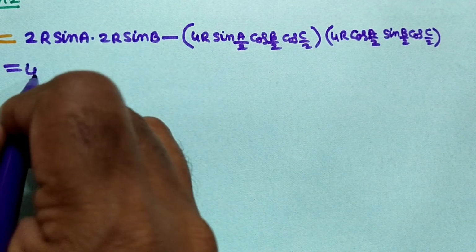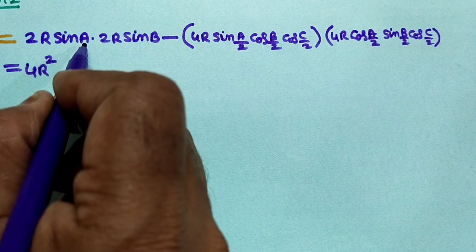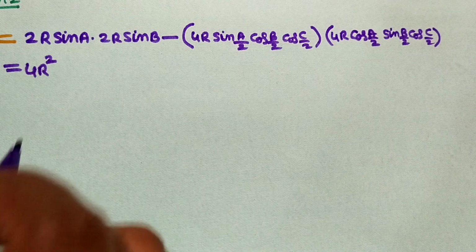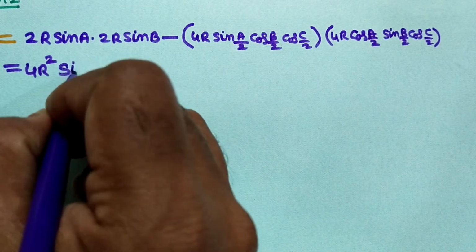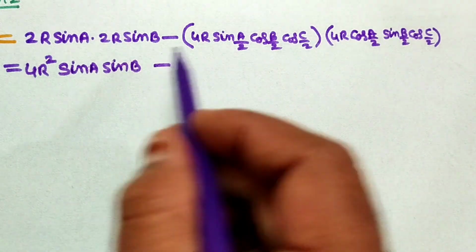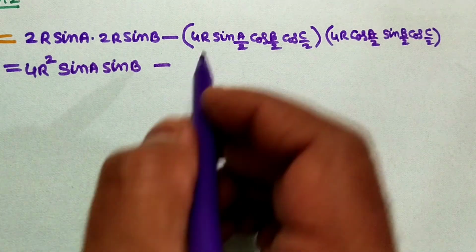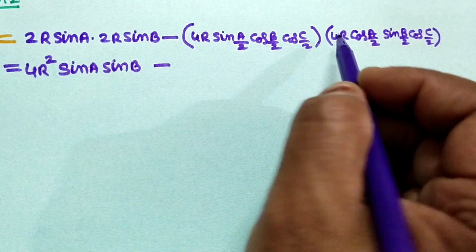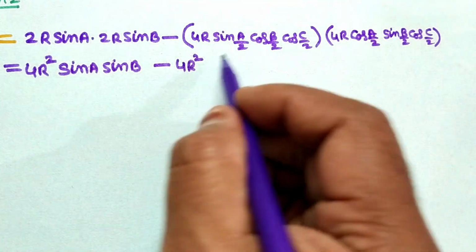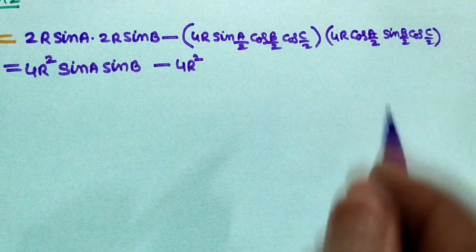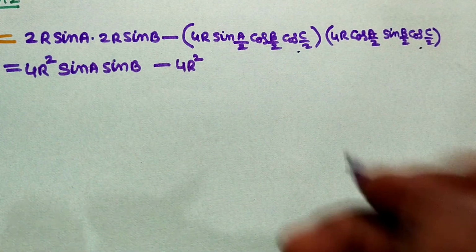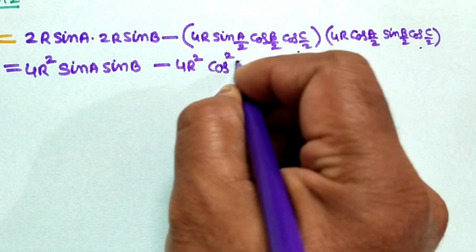2R into 2R, 4R square. Sin A can be written as 2 sin A by 2 cos A by 2. So first you write it sin A sin B only, like this you can write it. Minus, from these bracket values, 4R is there, no? 4R into R only you can take, 4R square you can take separate. After that, cos C by 2, cos C by 2. Therefore, cos square C by 2, that also separate.